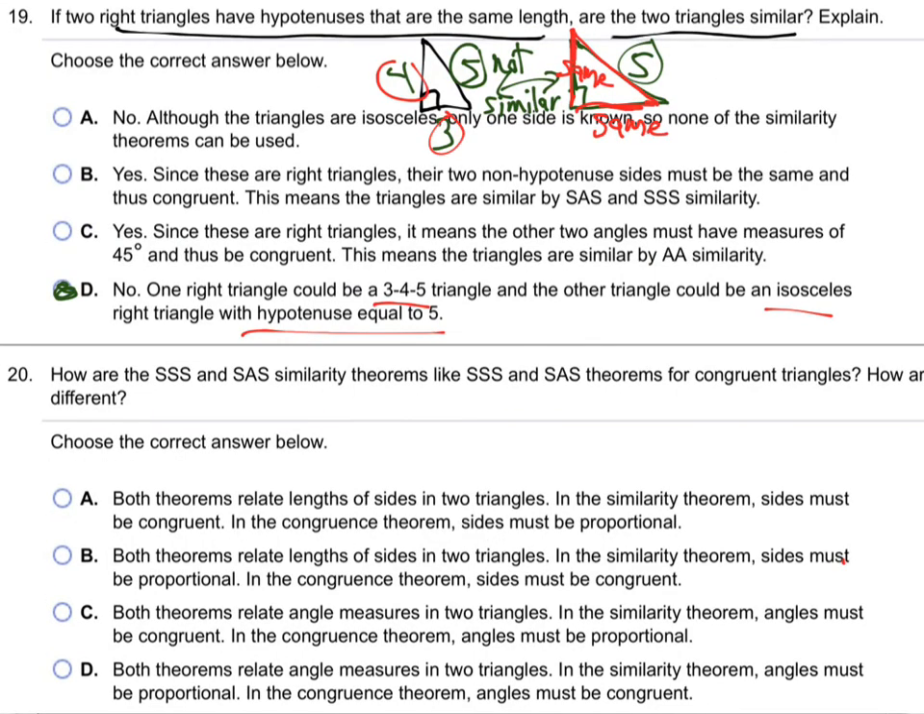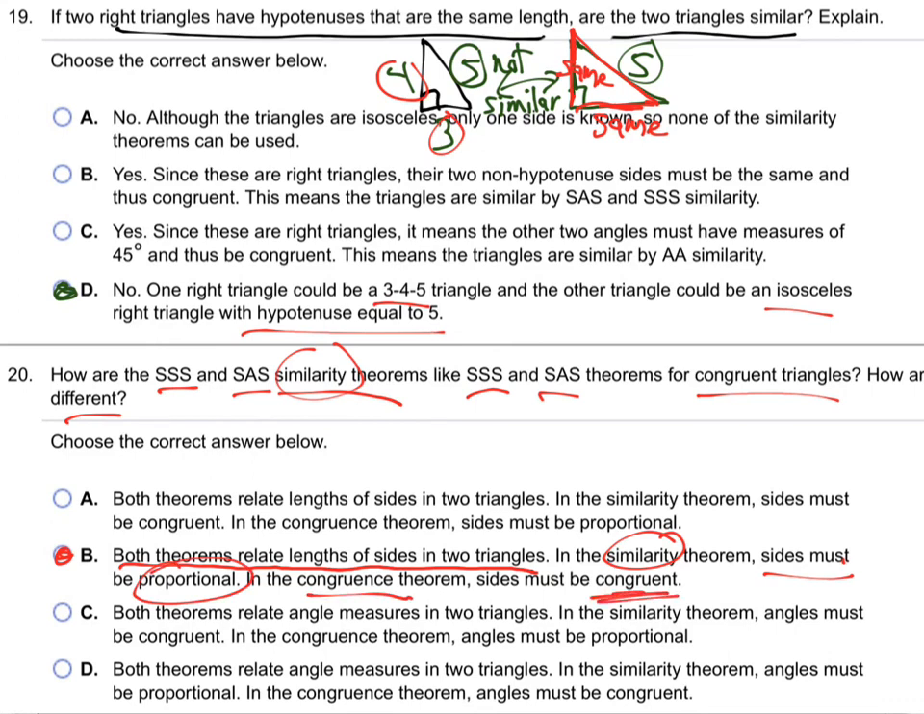Let me go down to 20 down here. How are side-side-side and side-angle-side similarity like the side-side-side and side-angle-side theorems for congruence? And how are they different? Well, basically it's B here. Both theorems relate lengths of sides in two triangles. In the similarities, sides must be proportional. In the congruence, sides must be congruent. So that's what's true there.